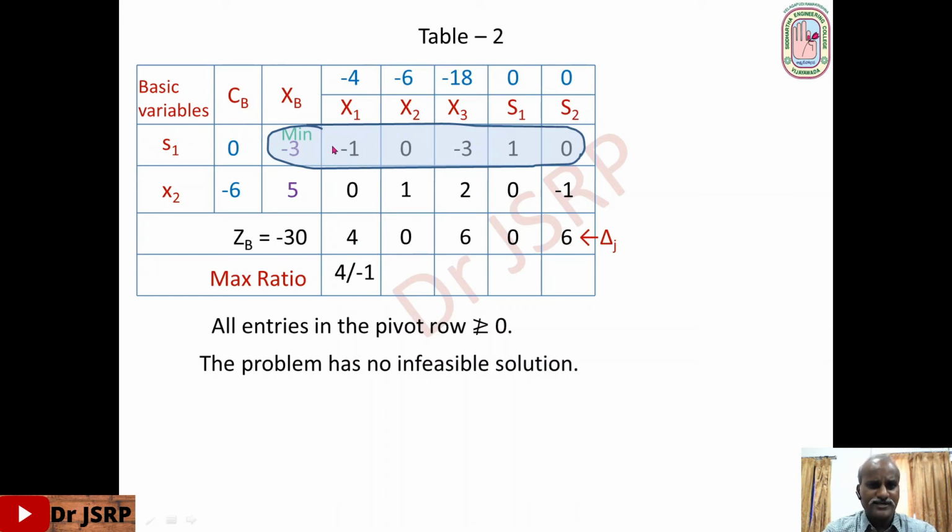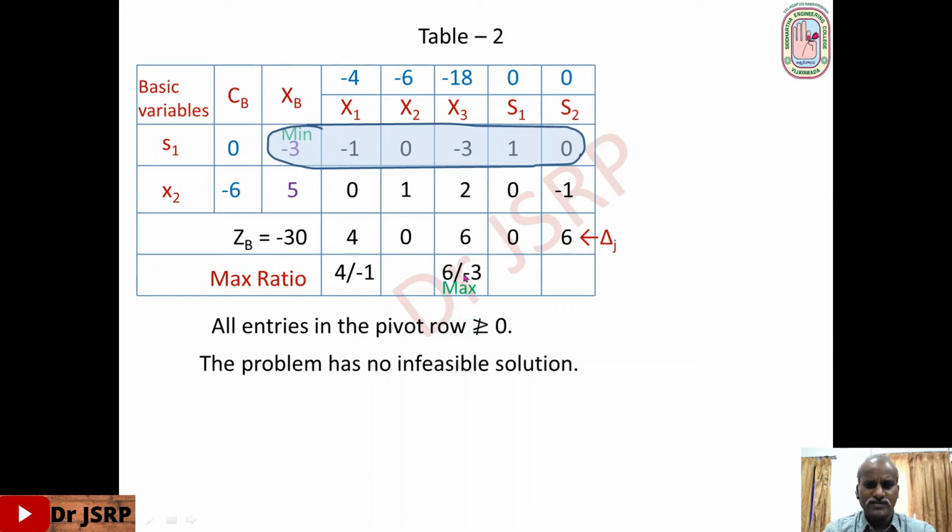So this is a negative entry. Take the ratio with delta j value: 4 by minus 1. This is positive. This is 0. Leave it. Next, 6 by minus 3. And this is positive. Leave it. Okay, so we have two ratios. So take the maximum of these two ratios. This is minus 4. This is minus 2. So the maximum is this ratio.